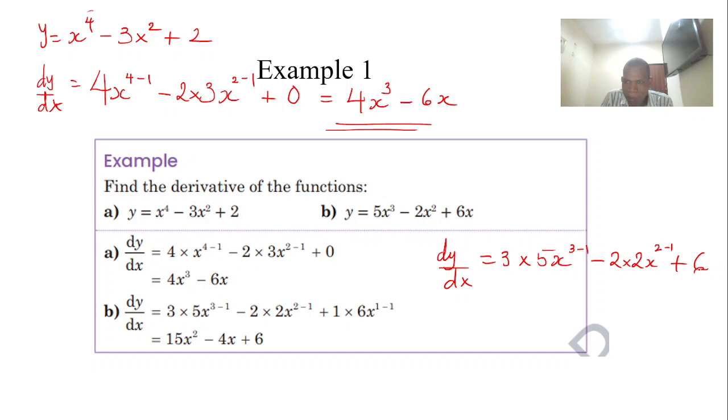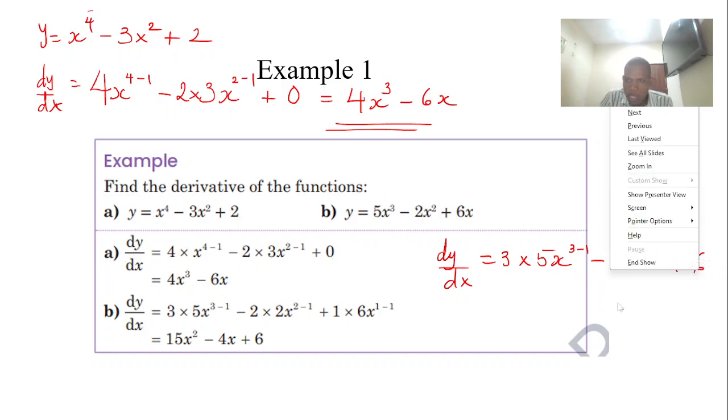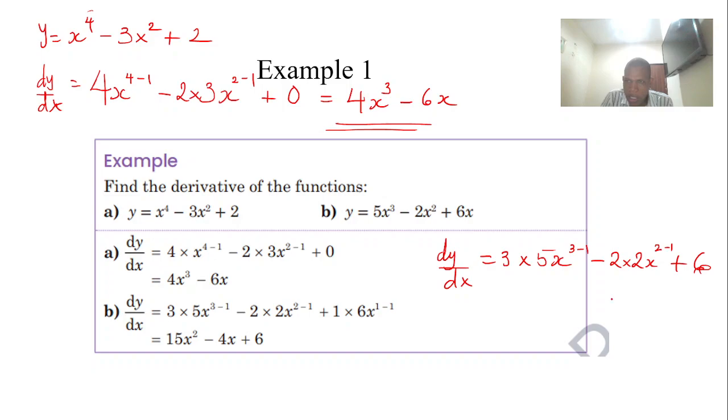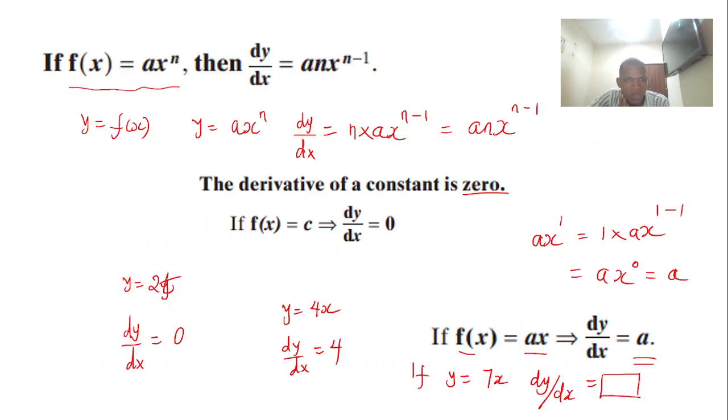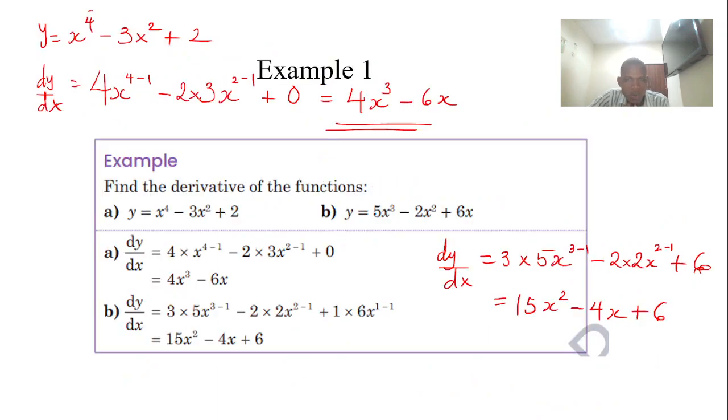So I apply that third law here to get 6. Now my answer becomes 15x squared minus 4x plus 6. This is the final answer. So differentiation is not difficult. Just understand the 3 laws and how to apply them. That's all.